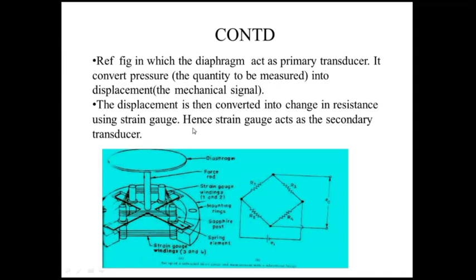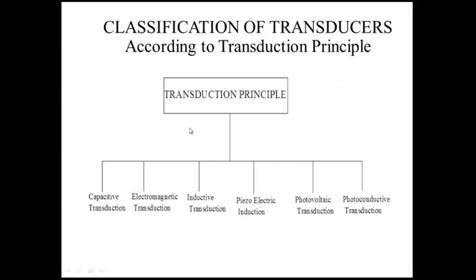So listen guys, the diaphragm is a primary transducer. It converts pressure into displacement, which means a mechanical signal. Again, the displacement is converted into a change of resistance using a strain gauge. That is called a secondary transducer. Now the classification of transducers by transduction principle: capacitive, electromagnetic, inductive, piezoelectric, photovoltaic and photoconductive transduction.